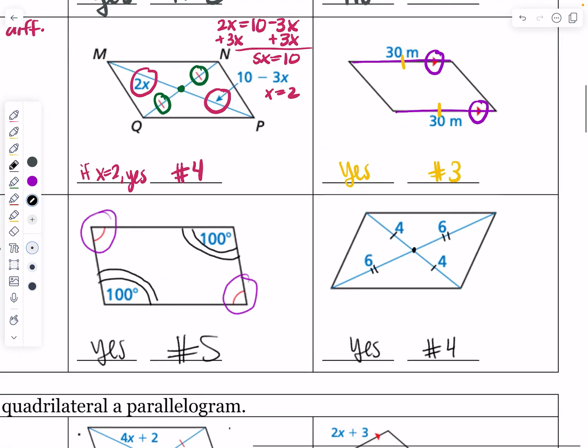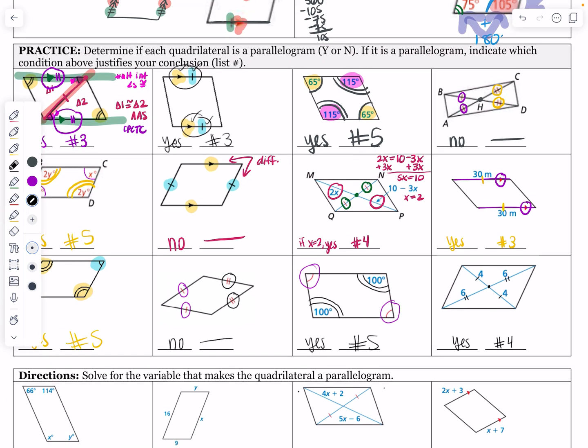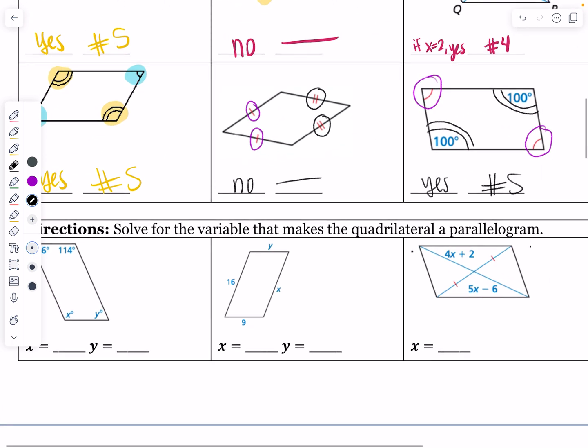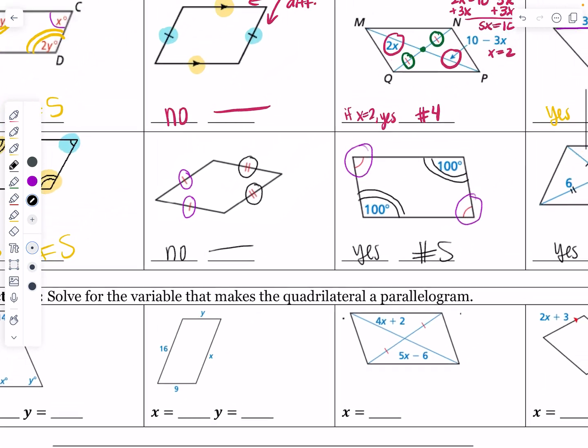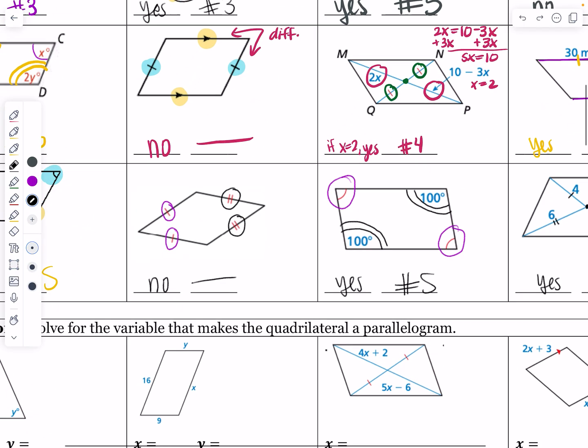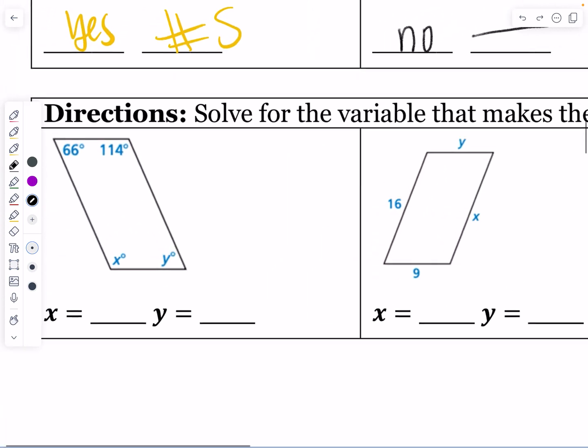Without knowing anything else, I know for sure it's a parallelogram without opposite sides marked as congruent, without parallel lines. Because the diagonals bisect each other, I immediately know that it is a parallelogram. All right, this next set just says solve for the variable that makes the quadrilateral a parallelogram. So that's similar to this one right here that we did up here, where we found the value that would make it a parallelogram. We're doing that on these problems.